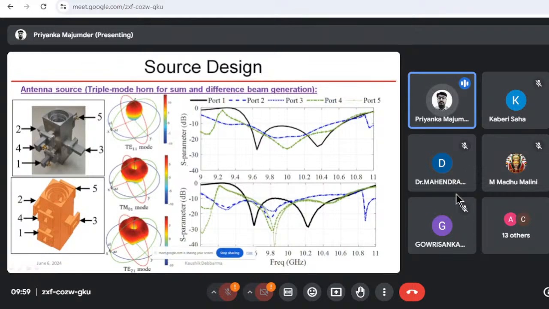Why? Let's say you are giving watts and watts of power, kilowatts of power, but your antenna is stupid, it's inefficient.